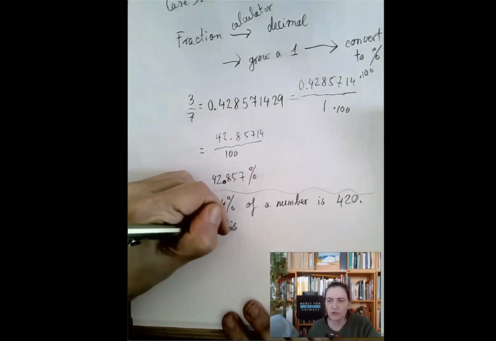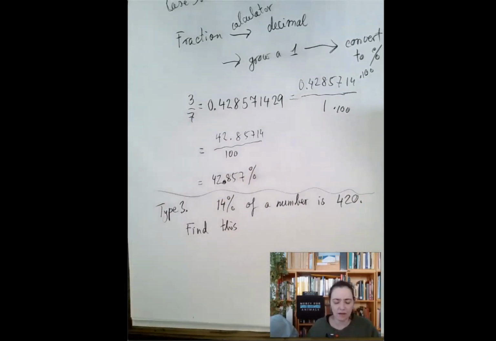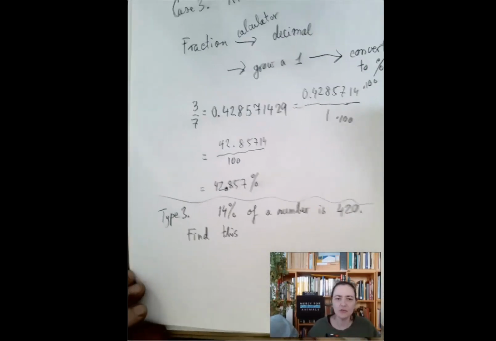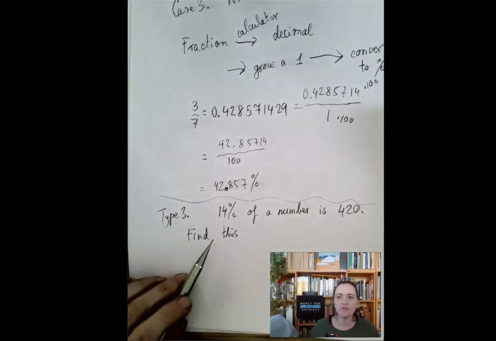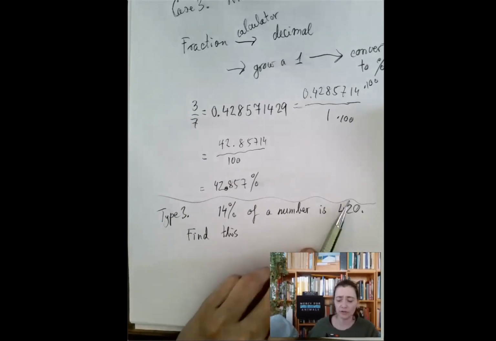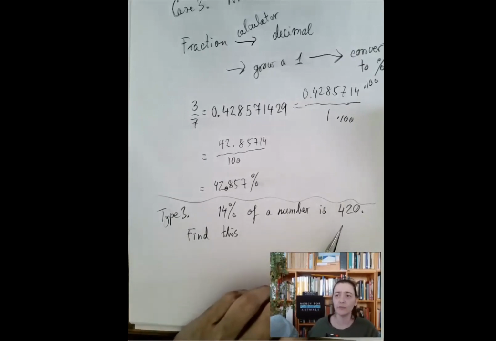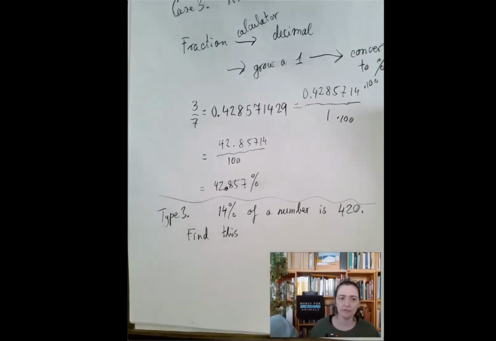I want you to use your common sense and sort of your numerical sense. Like 14% is close to 10%. That's like 1/10. This should be a bigger number. This is about 1/10 of a number. So it should be around 4,000, what we're looking for, right?